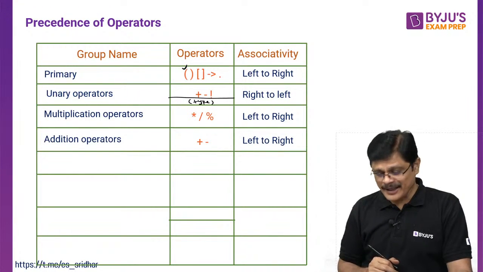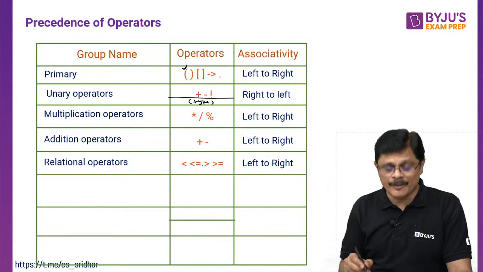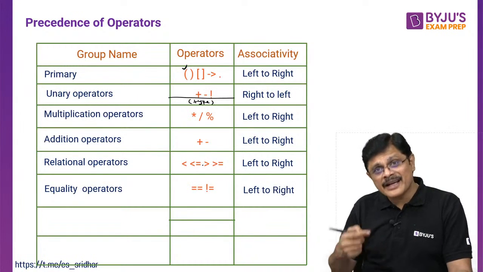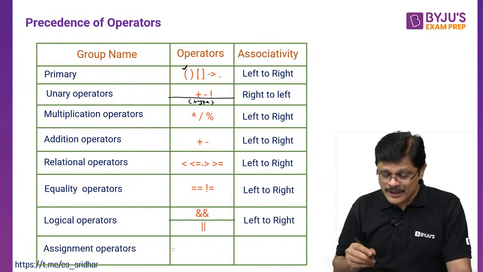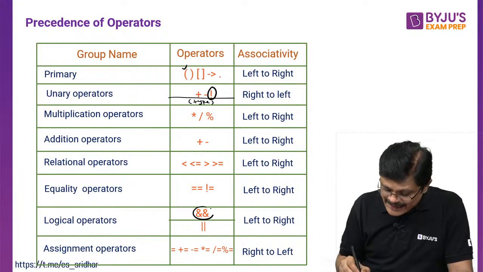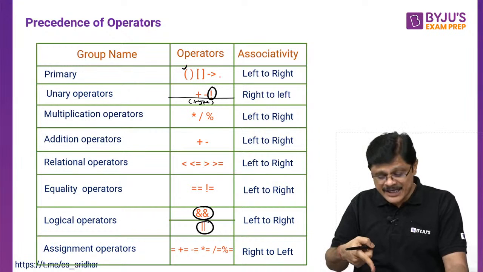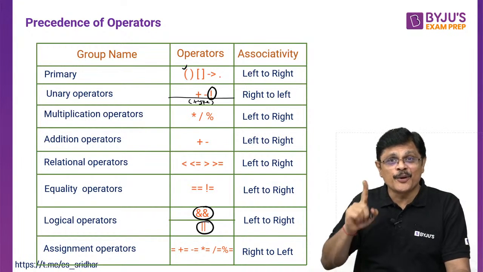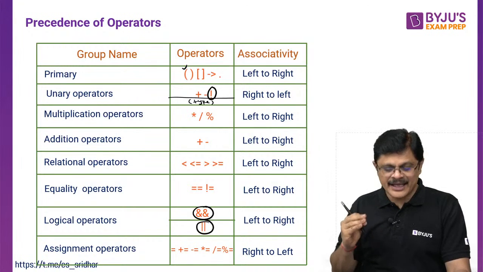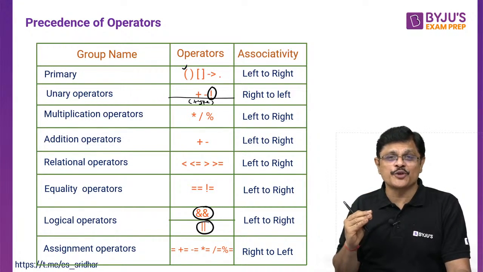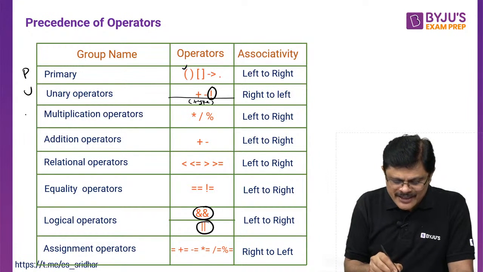Addition, also left to right. Relational operators, left to right. See, all these have equal precedence. Equality operators have less precedence, and they are also left to right. And all these logical operators: logical not is here, AND is here, and OR is here. Logical not has higher precedence than multiplication and relational operators also. Note that point. And finally, assignment operators, my dear friends. So these are the operators which we discussed so far and their precedence. Later on, I am going to give you some mnemonic for this, my dear friends.